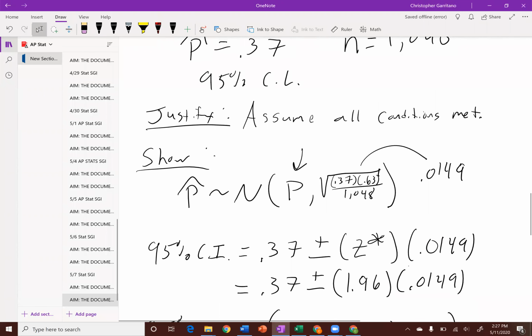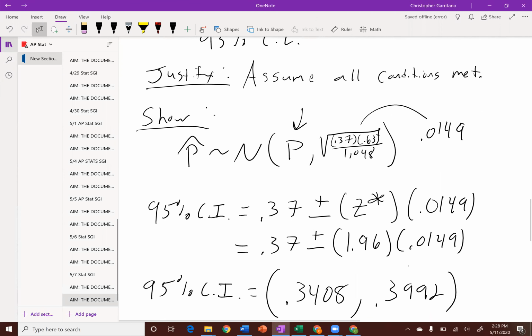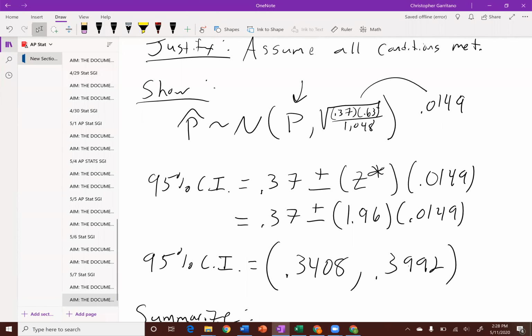And so our 95% confidence interval is just 0.37 plus or minus z star times 0.0149. Z star in this case is 1.96. You find that using inverse norm 0.975. And your confidence interval ends up being 0.3408 and 0.3992.